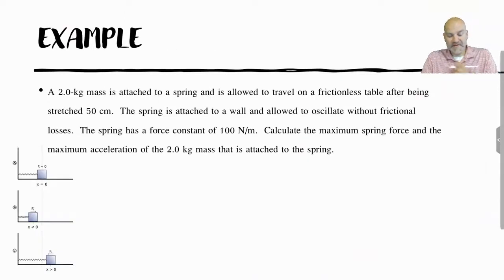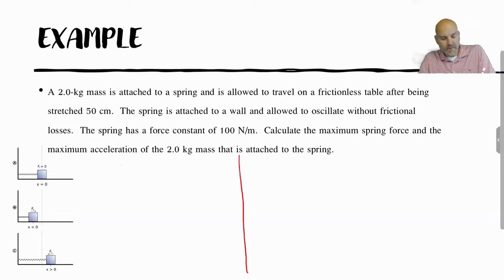So here we have a 2 kilogram mass attached to a spring allowed to travel on a frictionless table. After it's been stretched 50 centimeters, the spring is attached to a wall, and it's going to be allowed to go back and forth without frictional loss. The spring has a force constant of 100 newtons per meter. What is the maximum spring force, and then the maximum acceleration of the 2 kilogram mass that is attached to the spring?